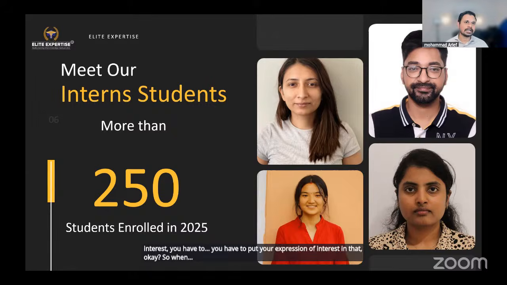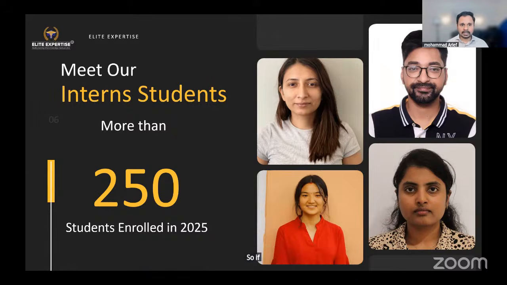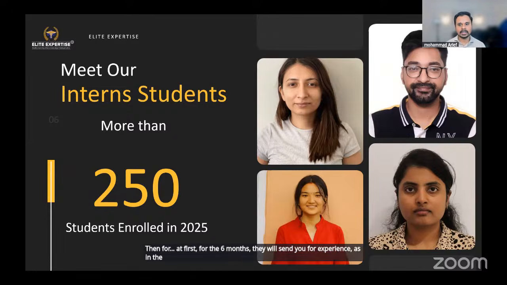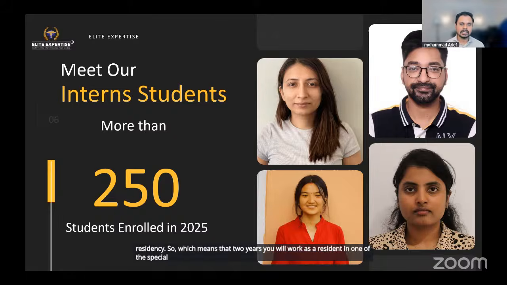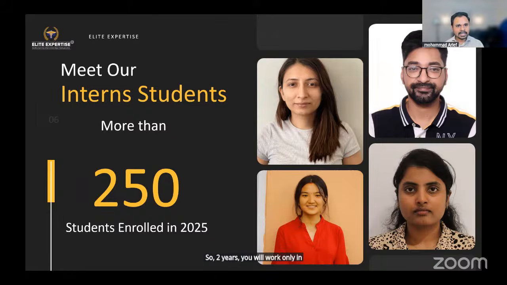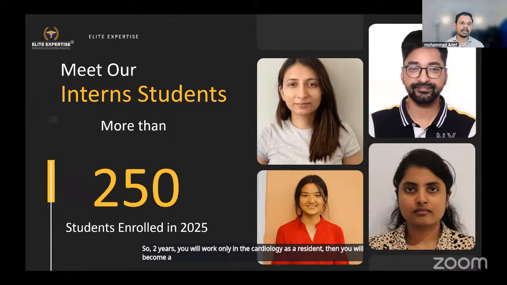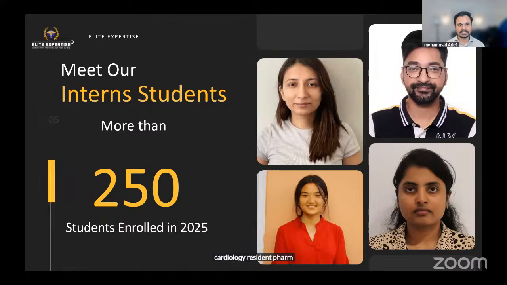Once you put that expression of interest, if there is an availability in the cardiology department, then at first, for 6 months, they will send you for experience in the cardiology department. After that, there will be residency positions for the hospital pharmacist residency, which means for 2 years you will work as a resident in one of the specializations. So 2 years you will work only in cardiology as a resident. Then you will become a cardiology resident pharmacist, meaning a specialized pharmacist.